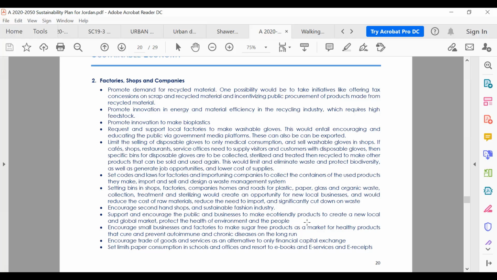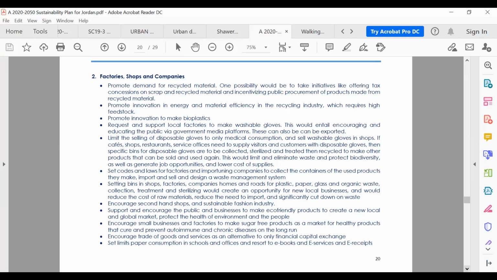businesses to make eco-friendly products to create a new local and global market to protect the health of the environment and the people. Encourage small businesses and factories to make sugar-free products as a market for healthy products that can cure and prevent autoimmune and chronic diseases in the long run. Encourage trade of goods and services as an alternative to only financial capital exchange.